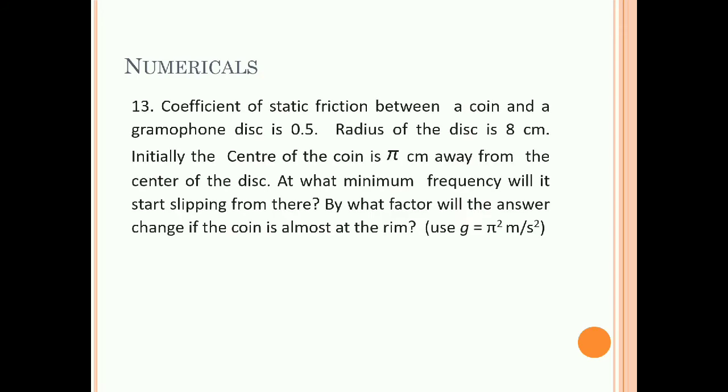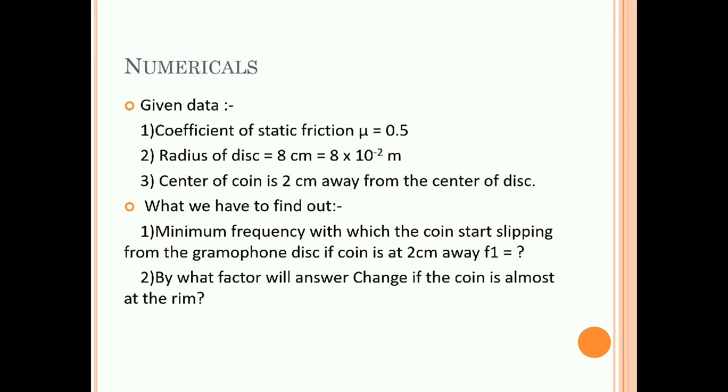Next numerical is given as number 13. The coefficient of static friction between a coin and a gramophone disc is 0.5. The radius of the disc is 8 centimeter. Initially, the center of the coin is 2 centimeter away from the center of the disc. At what minimum frequency will it start slipping from there? By what factor will the answer change if the coin is almost at the rim? Okay, this is the numerical given.